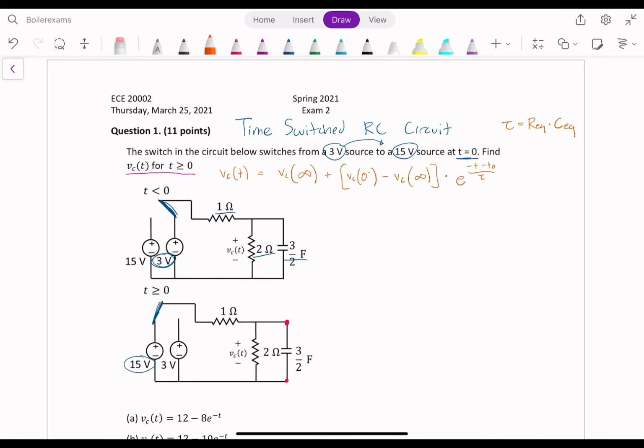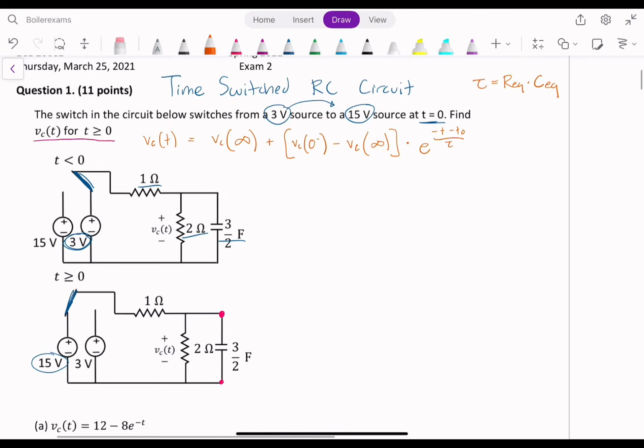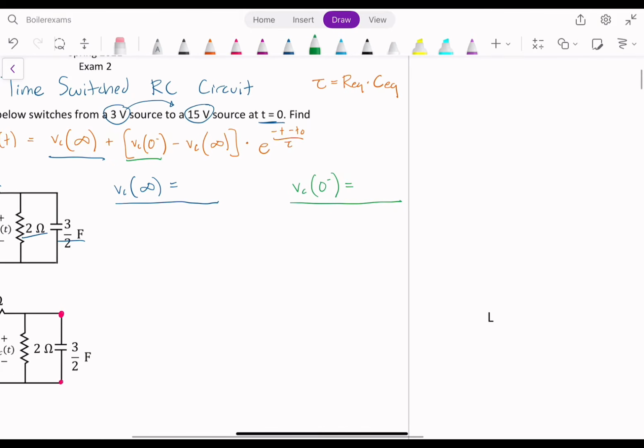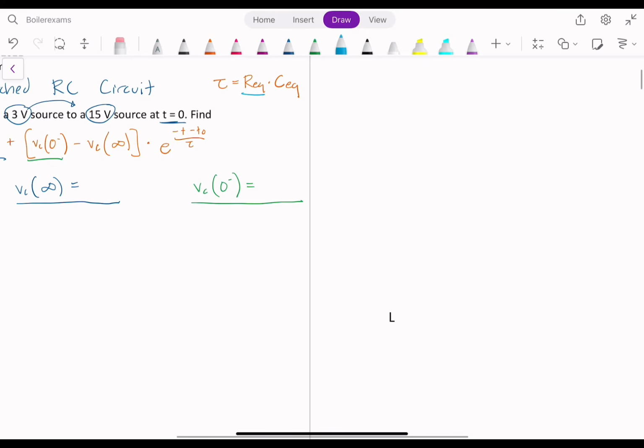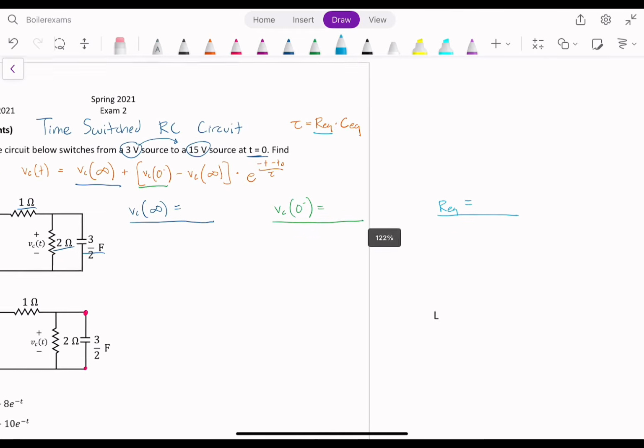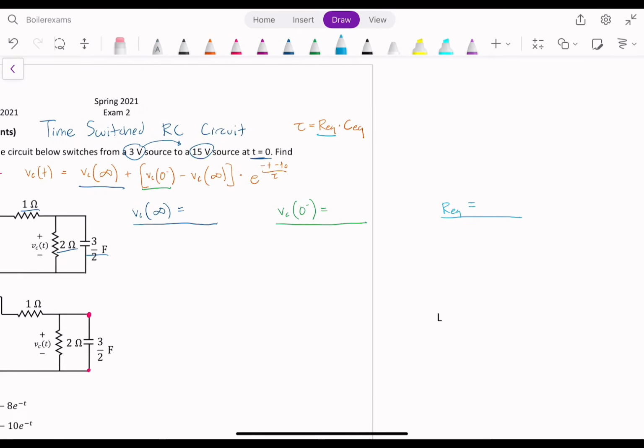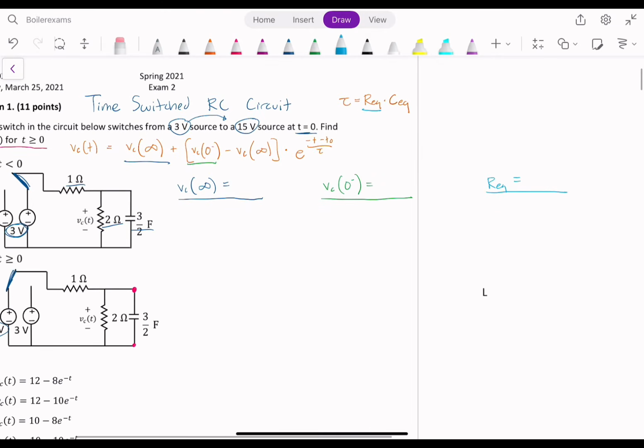To do that, we need to find 3 things that we don't already have. The first thing we need to find is V sub c of infinity. The second is V sub c of 0, our initial condition of the voltage on our capacitor as the switch occurs. And lastly, we need to find REQ so that we can solve for our time constant for this particular circuit. Once we find those 3 things, V sub c of infinity, V sub c of 0 from the negative limit, and REQ, we can plug those values into our capacitor equation, and that will provide us with our answer. So let's get into it.